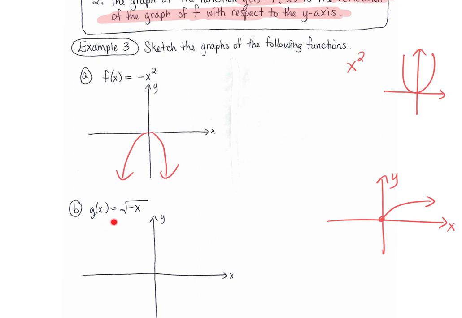So you have g of x equals the square root of negative x. What do you expect to happen here? It's going to flip, go down to the left. It's going to flip over. I'm on the wrong graph. This is the square root of x.